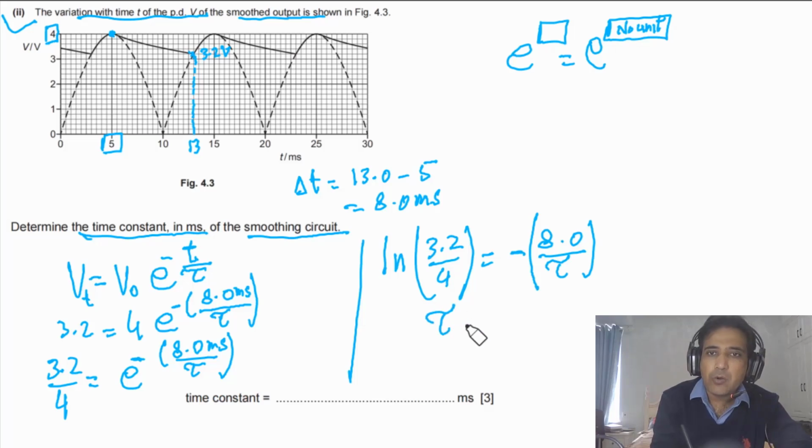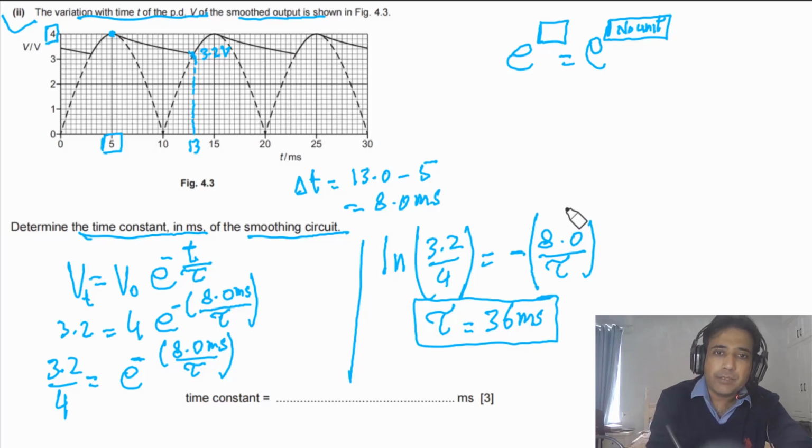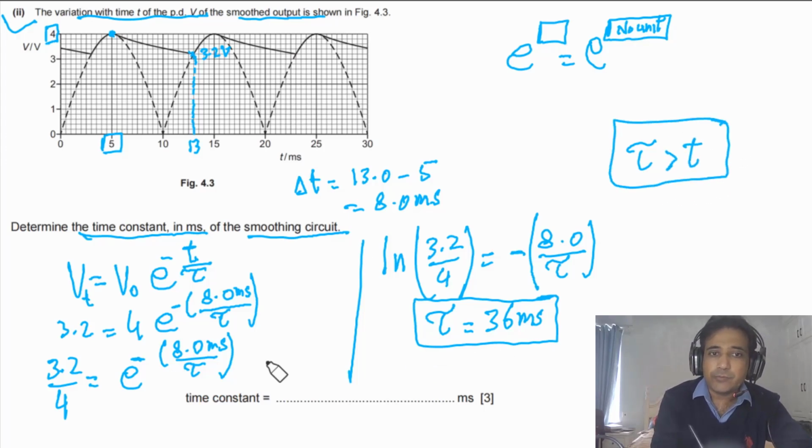The value of tau in this case will be equal to 36 milliseconds. It cannot be less than 8, because the time constant is longer than this discharging time. So the time constant is longer than the discharging time, so this has to be true. If you have done these points, you will get 3 marks for this question. So here we have 36.